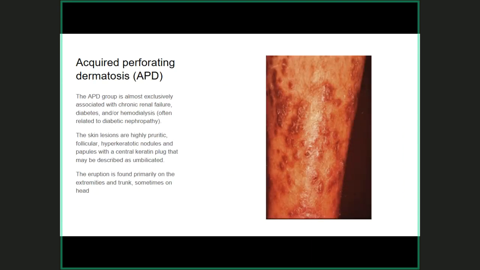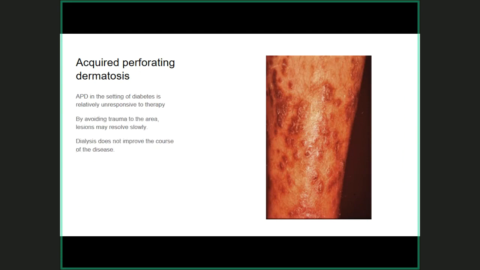APD, or acquired perforating dermatosis, is almost always associated with chronic renal failure, somebody on hemodialysis, and these are highly pruritic lesions, and as you can see, they are keratotic, with the central umbilication with a keratin plug. The eruption is found primarily on the extremities and trunk, sometimes on the head, and usually is unresponsive to therapy. Dialysis does not improve the course of the disease, and you do want to avoid trauma to these areas.